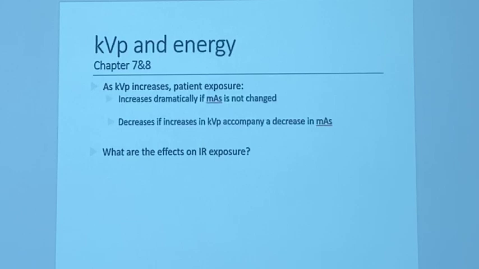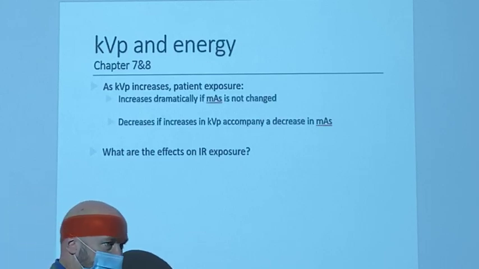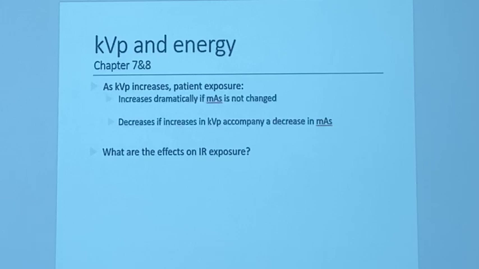So as KVP is increased, patient exposure will increase dramatically if mass is not changed. So increase KVP, decrease mass: increase by 15% KVP, reduce your mass by a factor of 2, your dose goes down. It decreases if we have an increase in KVP and a decrease in mass. So what are the effects on image receptor exposure? Well, as you increase your KVP, you increase the numbers you create, you increase the numbers you emit, you increase the numbers that hit the patient. So naturally, what's going to happen to your image receptor if all you do is change KVP?